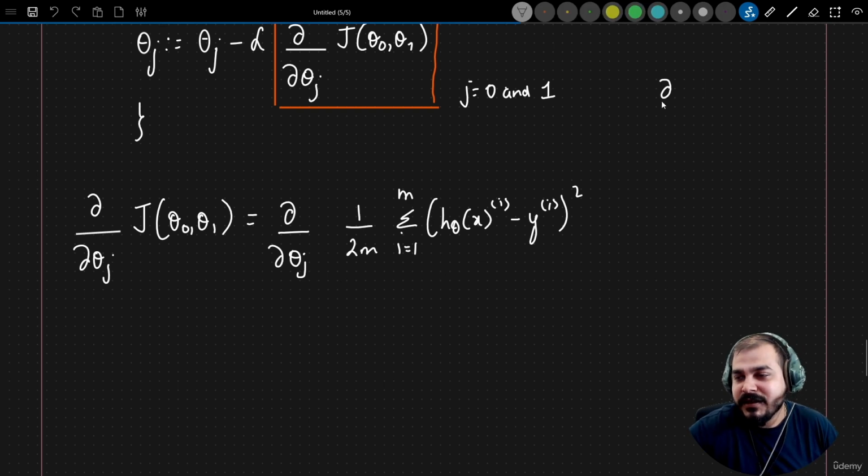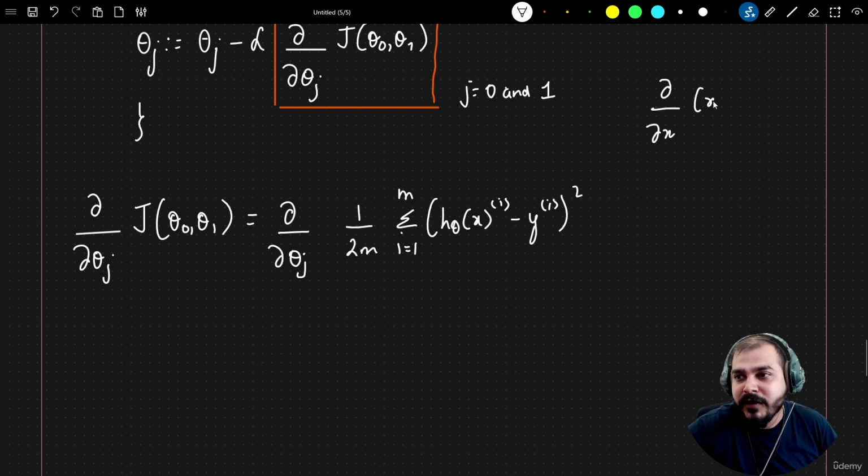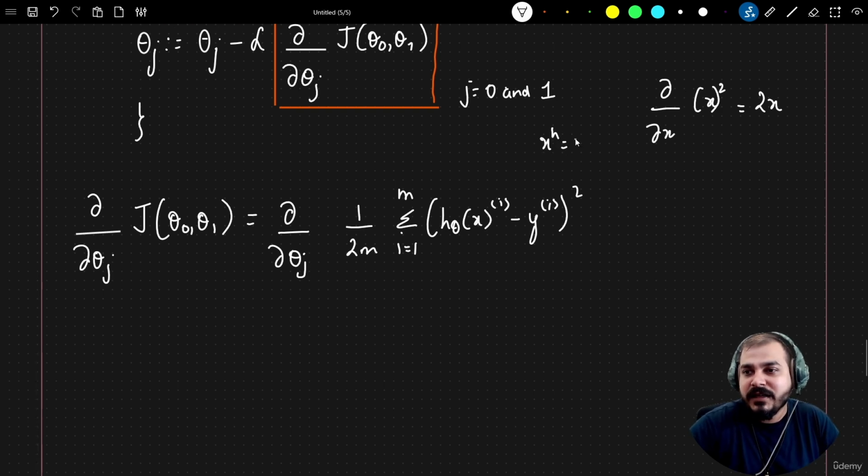Now guys, it is simple. If I take an example, in high school you have learned that a derivative basically means we're trying to find the slope. Suppose I try to find the derivative of x square with respect to x. This will be nothing but 2x. It's just like x to the power of n: the derivative is n multiplied by x to the power of n minus 1. So this is the formula.